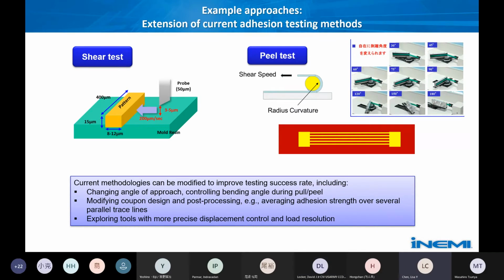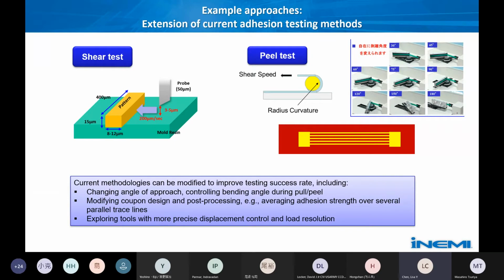So there's probably two main approaches for how we plan on trying to solve this problem to find a suitable test method. The first one is looking at current existing adhesion testing methods and simply trying to scale them down. Here's a couple examples. On the left side is the shear test, and on the right is the peel test. And there's some dimensions here to show what kind of scales we're interested in, as well as some of the ideas. But essentially for this first approach of looking at existing methodologies, what we would try to do is improve the testing success rate and suitability for these small features.